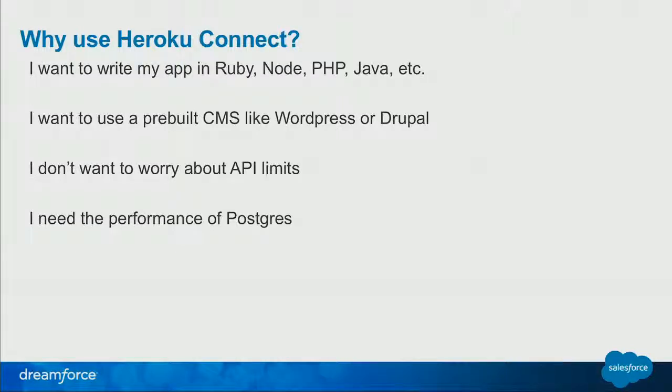There's kind of native on-the-platform CMSs out there, but it's kind of hard to beat WordPress. I mean, it's got a lot of plugins and a lot of usage. So maybe I want to host WordPress. Maybe I don't want to worry about API limits. Maybe I need the performance of Postgres. Postgres is probably the closest thing open source you can get to an Oracle database. So I need the robust performance of Postgres for my web app.